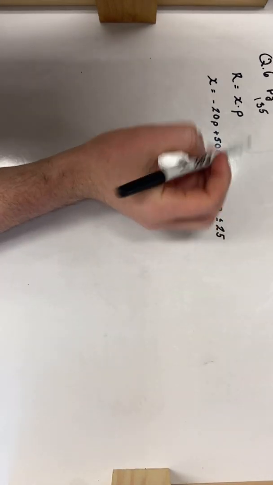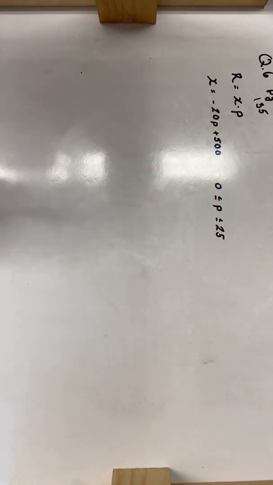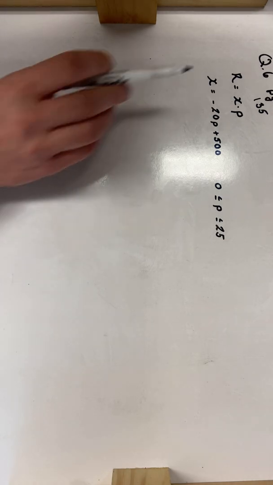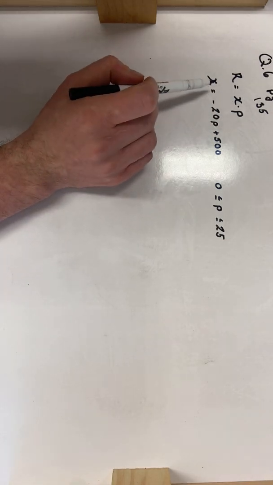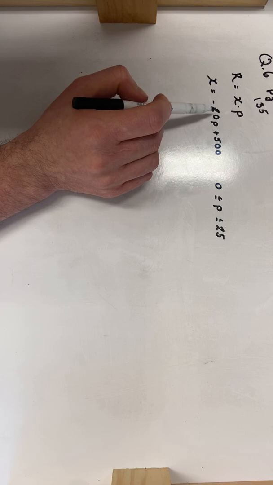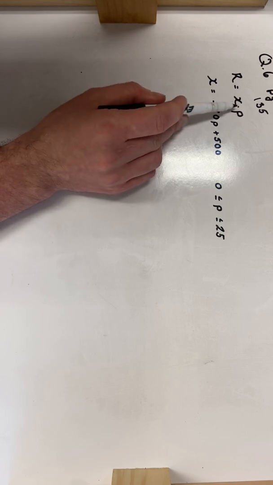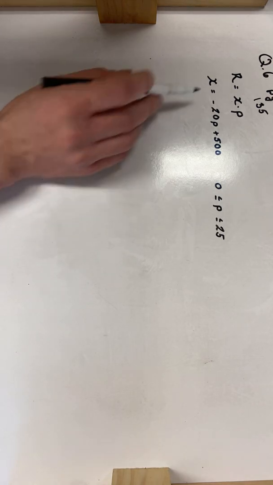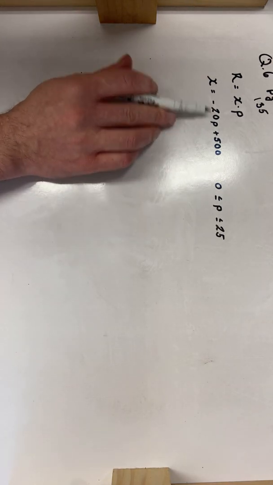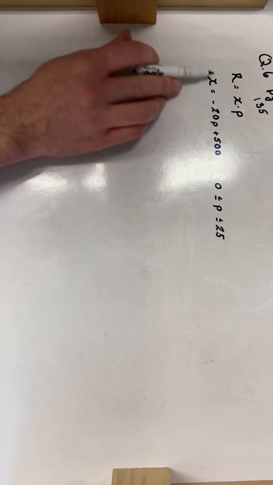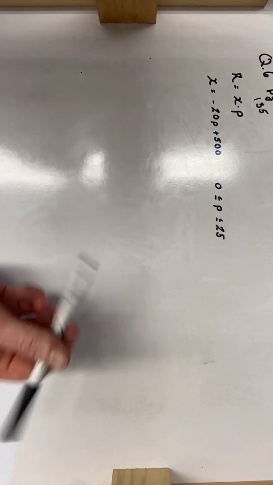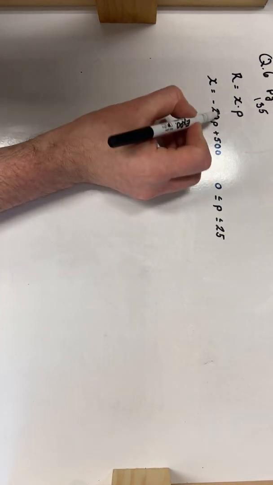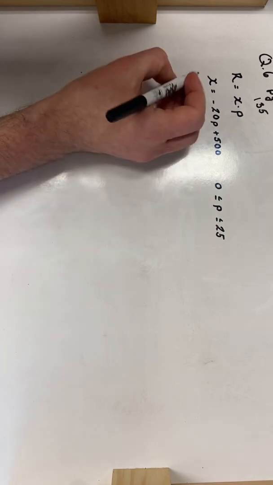Okay. We're asked for R of X. So we're asked to express our revenue as a function of X. And so what I'm going to want to do here is replace P in this equation with some function of X. Well, I have X in terms of P in this equation. So I'm going to rearrange this equation so that I have P in terms of X. To do that, I'm going to add 20P to both sides.